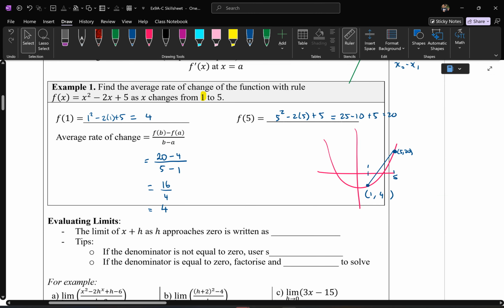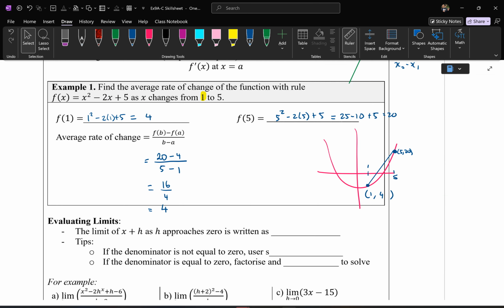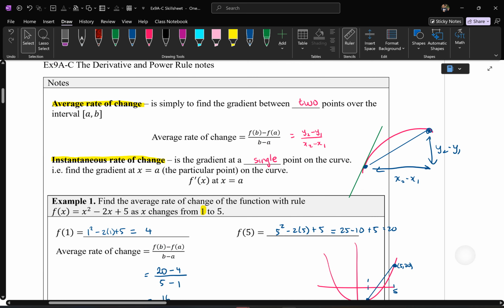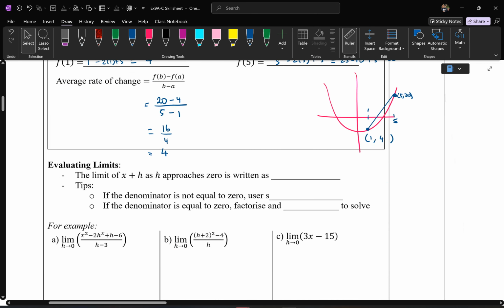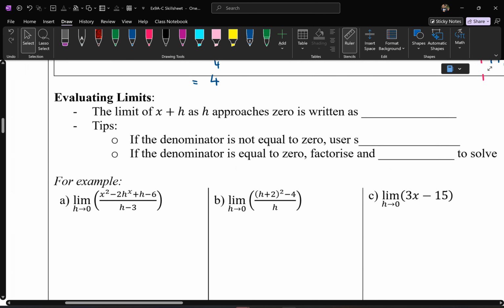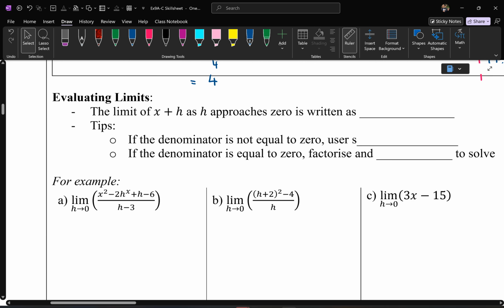If I asked you what is the instantaneous rate of change, then you'd have to find the derivative, but we're not going to do that yet. This is for the first exercise. So 9A looks at average rate of change, instantaneous rate of change. You also need to be okay with evaluating limits.